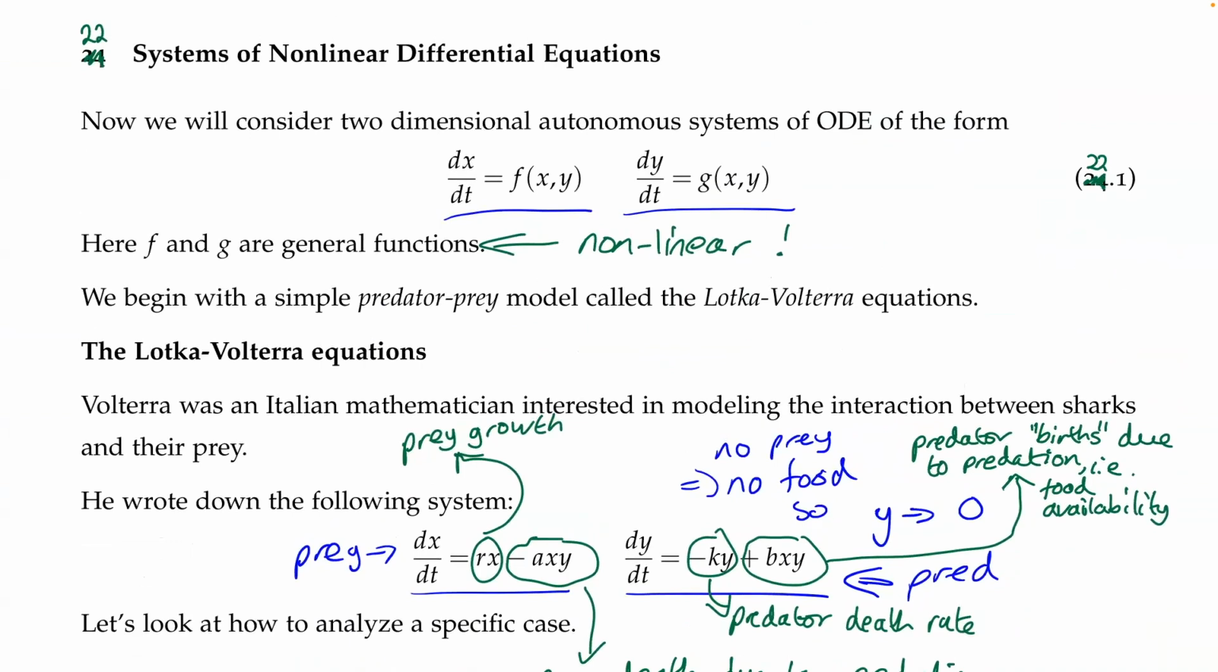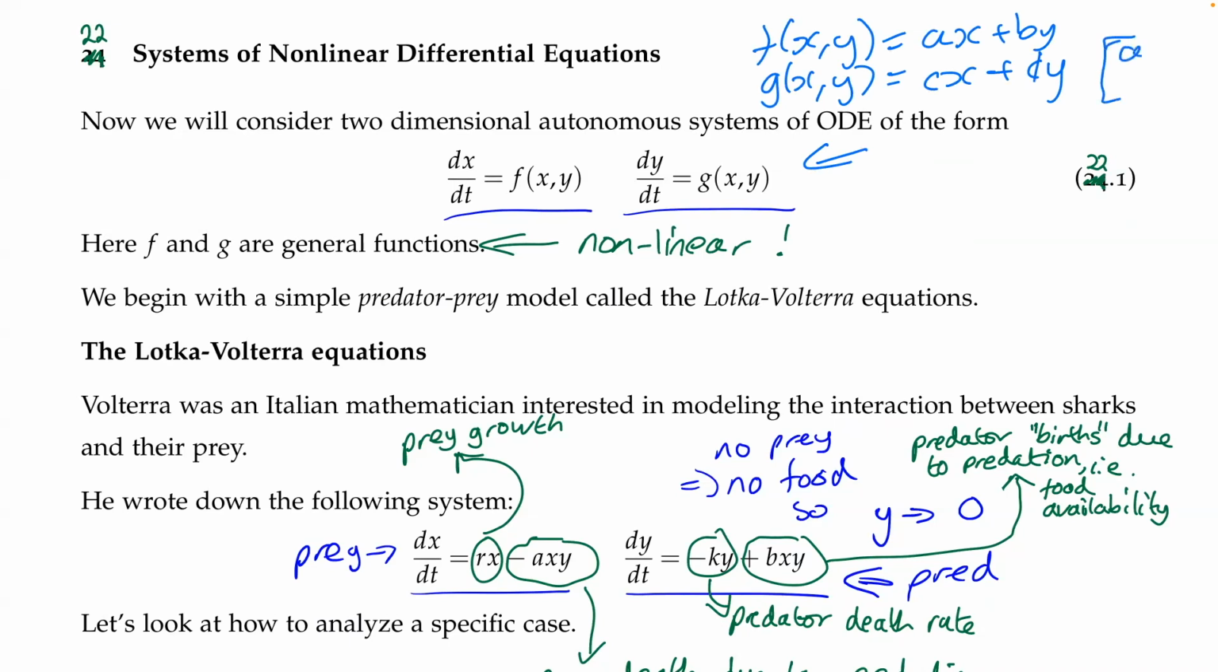So what is a nonlinear model? Well, we have general functions f(x,y) and g(x,y) on the right-hand side of our equations. Previously, these were linear, so f(x,y) would equal ax + by, and g(x,y) would equal cx + dy, where a, b, c, and d are just some constants. Because they're just constants, these are linear, and so we'd be able to write this in matrix form with coefficients a, b, c, d as our matrix. So this is what we've been doing up until now.